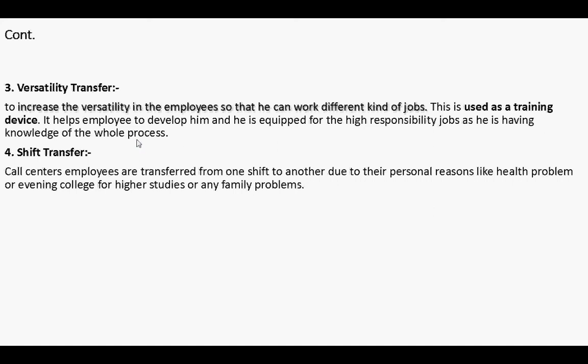Shift transfer. Usually this type of transfer we find in call centers. Usually women employees are not interested in working the night shift, so on request they will be shifted to day. Or for some reasons like health problems, or from day college to evening college for one who is doing the job, and due to family problems, on request the transfer is also given.